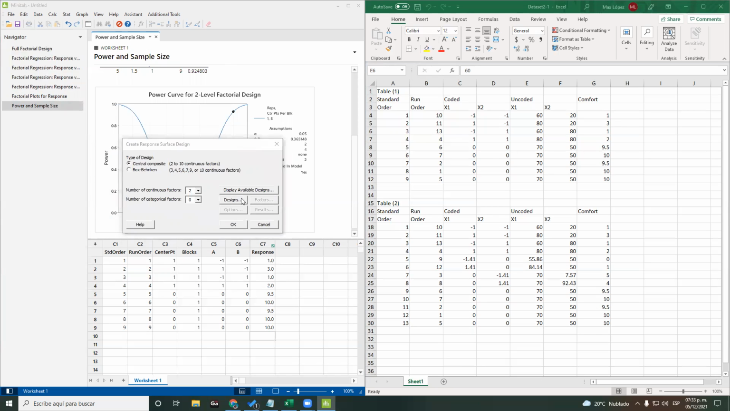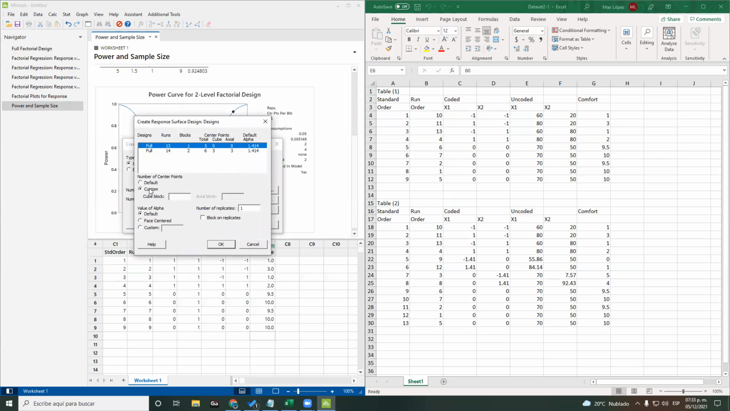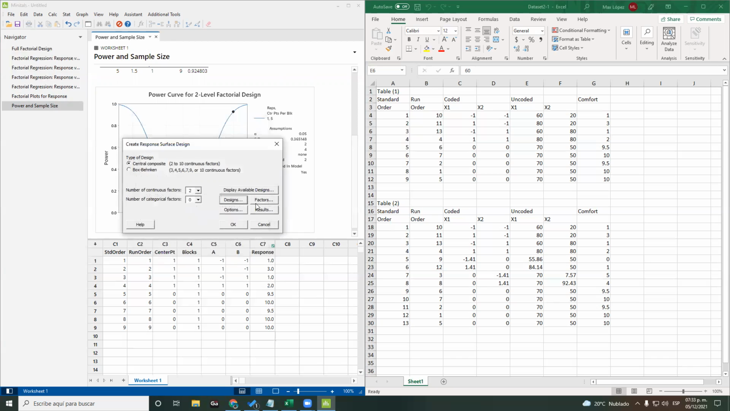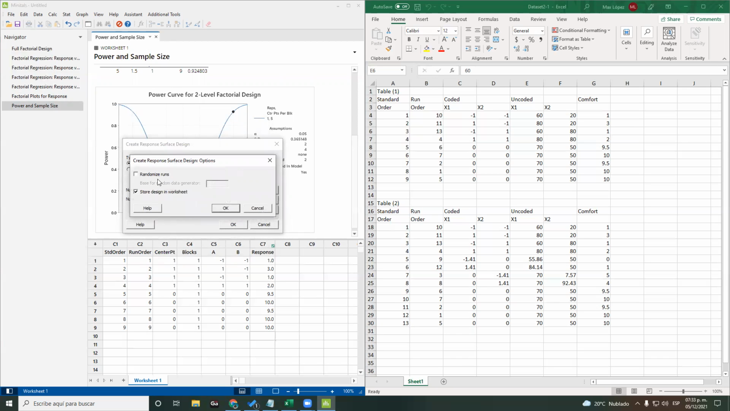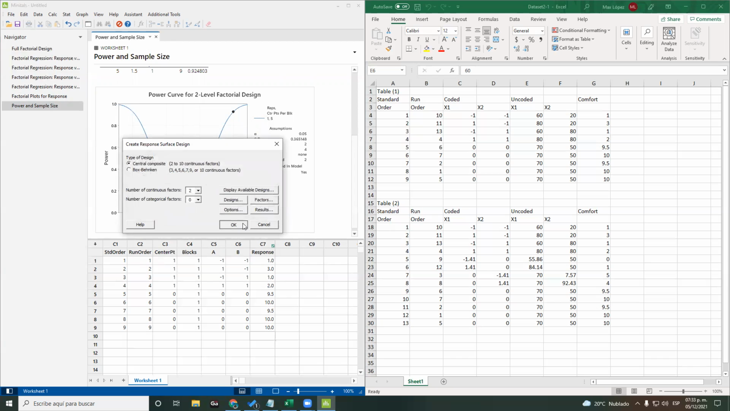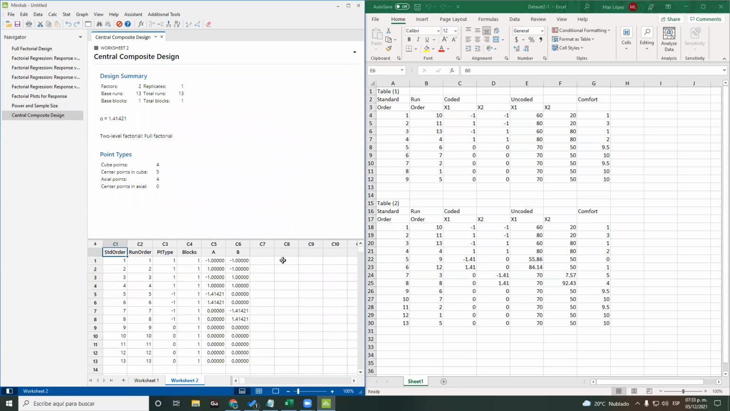We have a two factors design. We have custom and 5 blocks. Our default alpha is 1.41. Okay, so we're good to go. Just let me remove the randomized runs. And we have now exactly the table we have in our Excel file. So I will proceed just to enter the data.